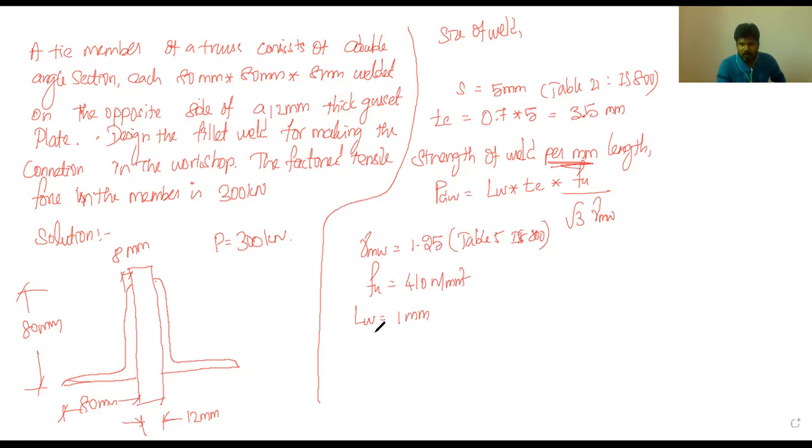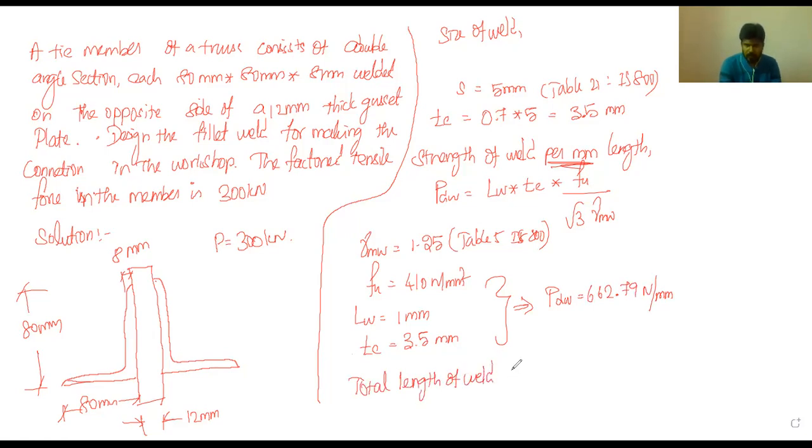Next, te is equal to 3.5 mm. If we substitute this, the strength of weld per mm length we get as 662.79 Newton per mm. Now, the total length of weld. Here I am going to do the weld, and here I am going to do the weld. Similarly, here and here.